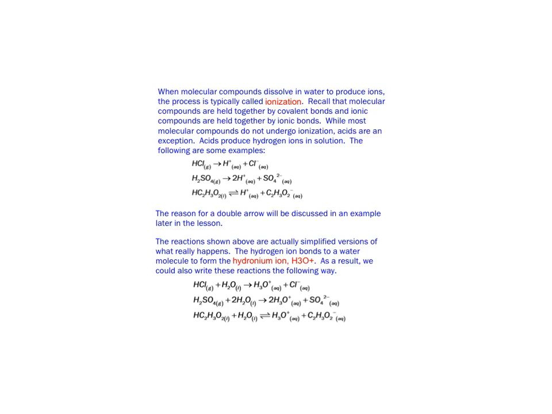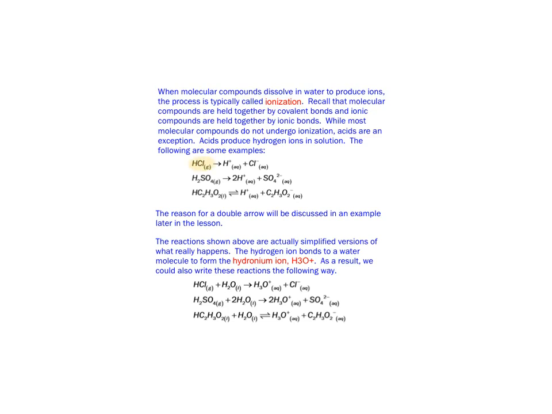When molecular compounds dissolve in water to produce ions, the process is typically called ionization. Recall that molecular compounds are held together by covalent bonds and ionic compounds are held together by ionic bonds. While most molecular compounds do not undergo ionization, acids are an exception. Acids produce hydrogen ions in solution, and the following are some examples.